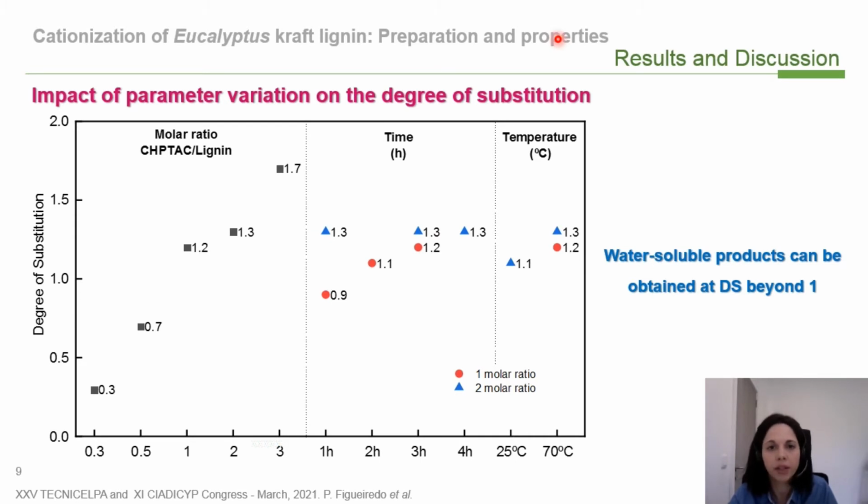Also, we could see that elevated temperatures accelerate the introduction of quaternary ammonium moieties, as demonstrated for a CHP-TAC to lignin ratio of 2. So based on this, we could conclude that optimal conditions were a CHP-TAC to lignin molar ratio of 1, 70 degrees Celsius, 3 hours, 1 weight % sodium hydroxide, and 10 weight % lignin content.